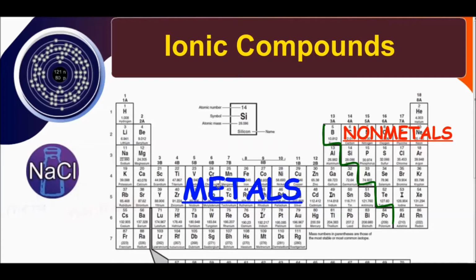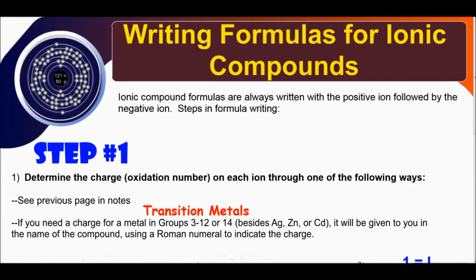In an ionic compound such as sodium chloride, NaCl, the metal sodium is listed first and the nonmetal chlorine is listed second. When writing formulas for ionic compounds, it's important to remember that ionic compounds are always written with the positive ion first, followed by the negative ion.